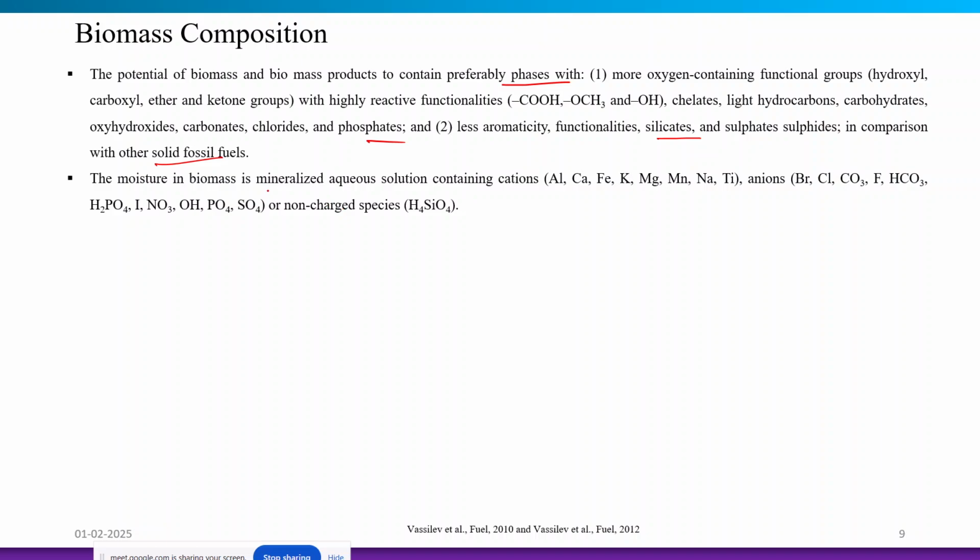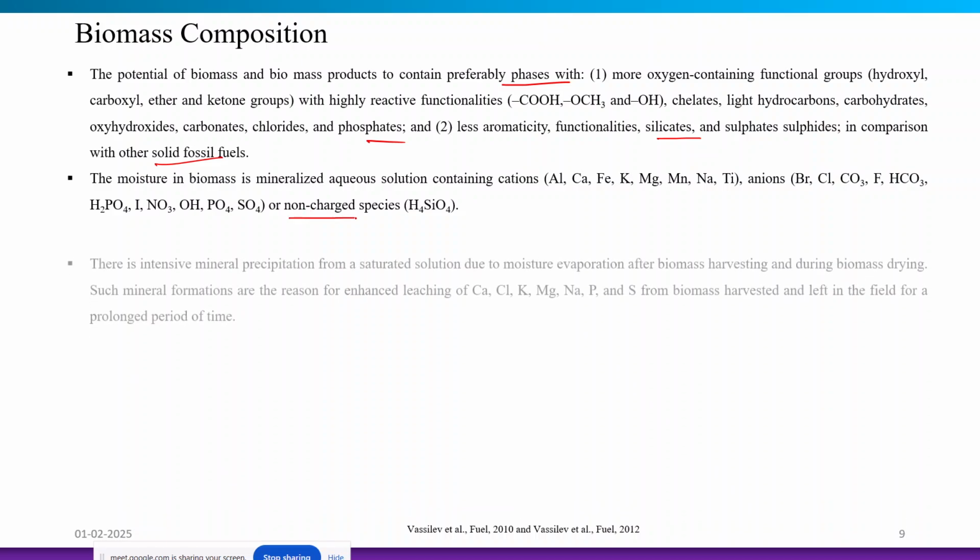The moisture content in the biomass is a mineralized aqueous solution. So when we are talking about the moisture content that we get from the proximate analysis, that moisture content is nothing but the mineralized aqueous solution which contains different kinds of cations like aluminum, calcium, iron, magnesium, manganese, and anions as well, and some non-charged species.